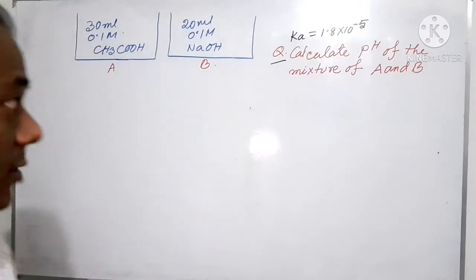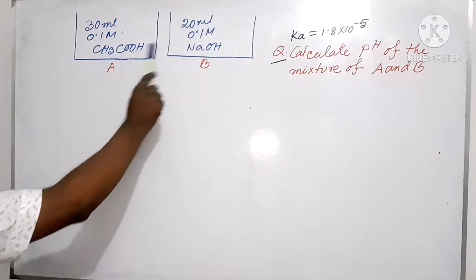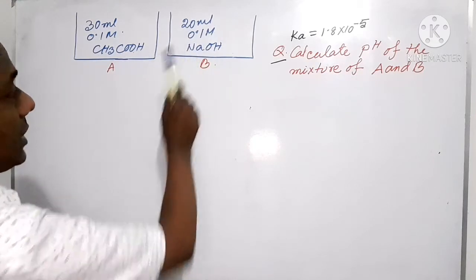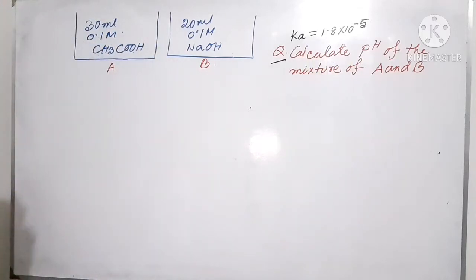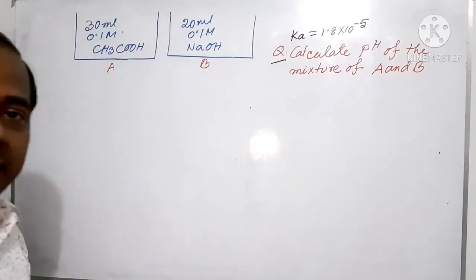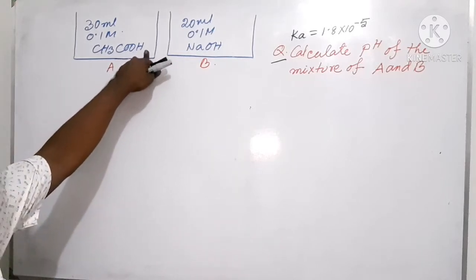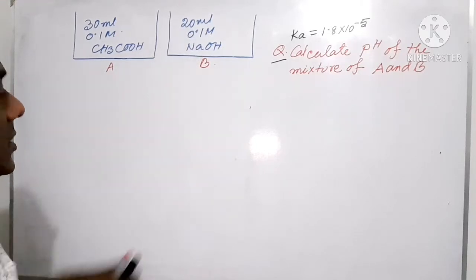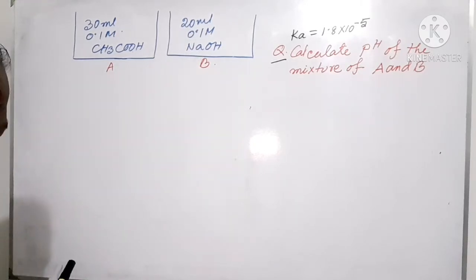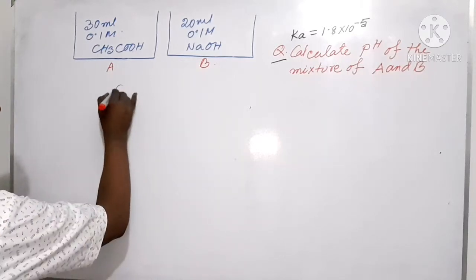Our next mathematical problem: here given 30 ml 0.1 molar acetic acid and 20 ml 0.1 molar sodium hydroxide. The Ka value is 1.8 into 10 to the power minus 5. Our question is, calculate the pH of the mixture of A and B. Here we see that CH3COOH is a weak acid and NaOH is a strong base.